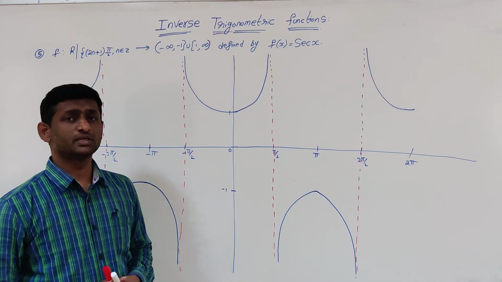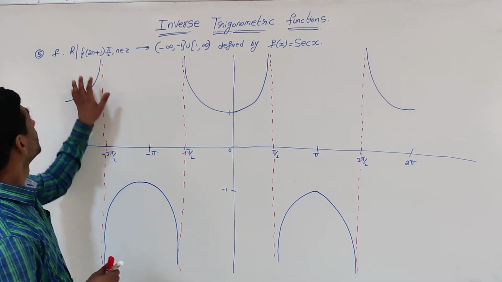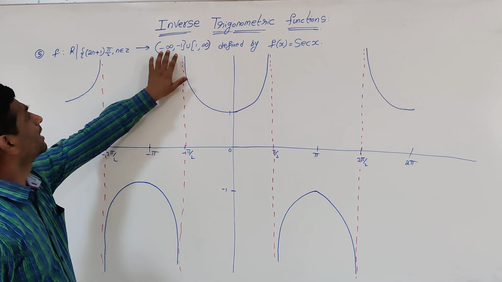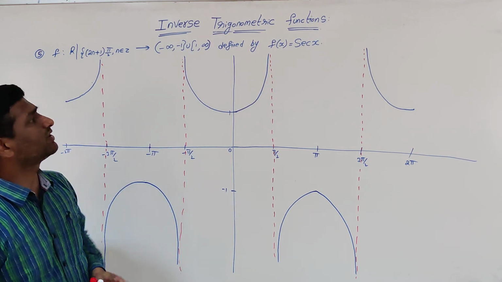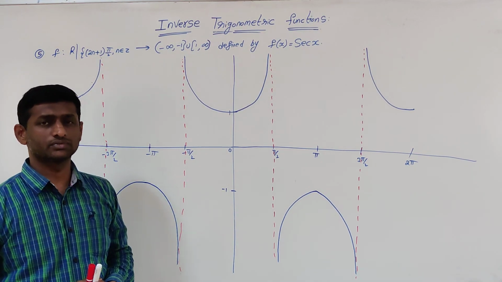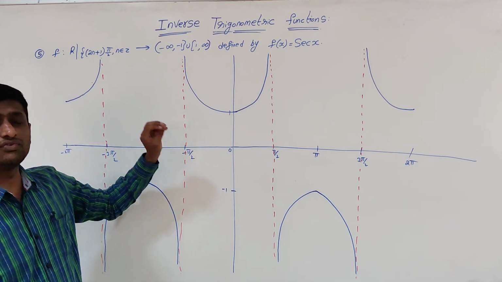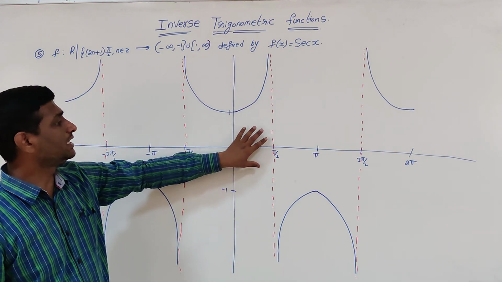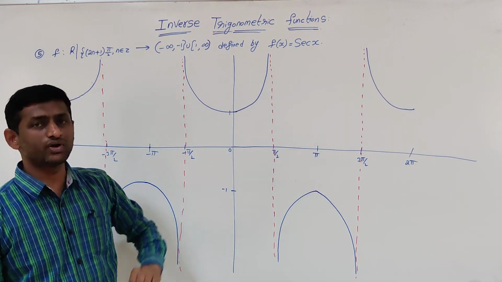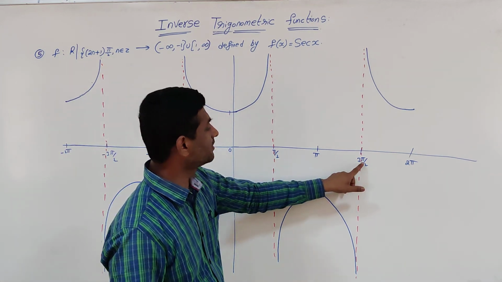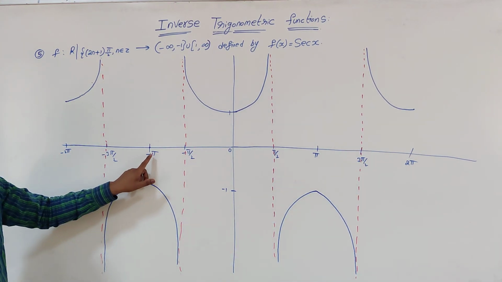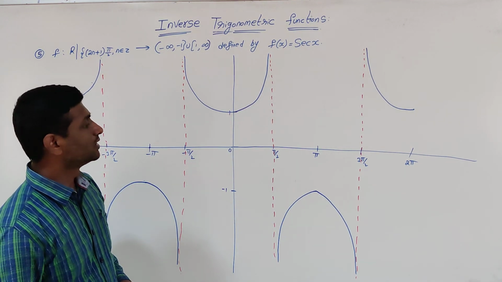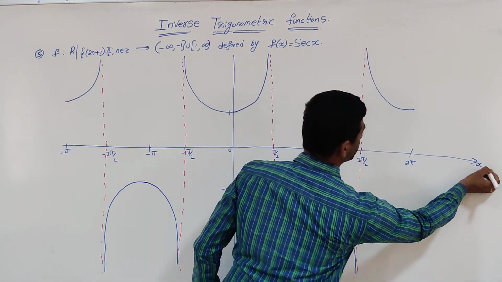Now consider the function f of x defined on all real numbers except odd multiples of pi by 2, to minus infinity to minus 1 union 1 to infinity, defined by f of x equals secant x, and secant x is not defined for odd multiples of pi by 2. The red dotted vertical lines indicate where the function is not defined: at pi by 2, 3 pi by 2, minus pi by 2, and minus 3 pi by 2. And this is the graph of secant x, where the inputs are on the x-axis and outputs are on the y-axis.